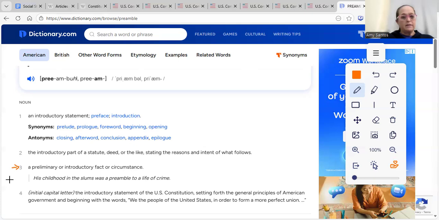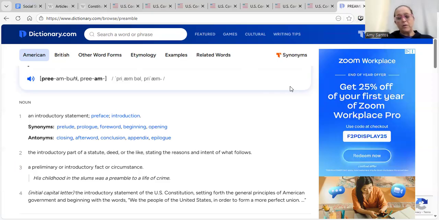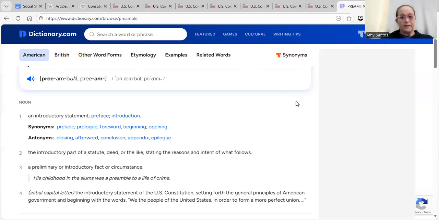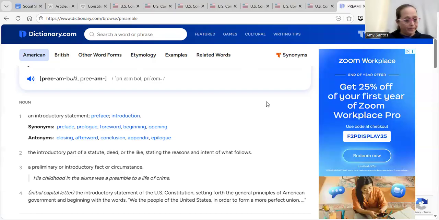So dictionary.com will always give you every definition, and so you might want to go over all of them. You might need to go over more than one of them to find the definition that you need.